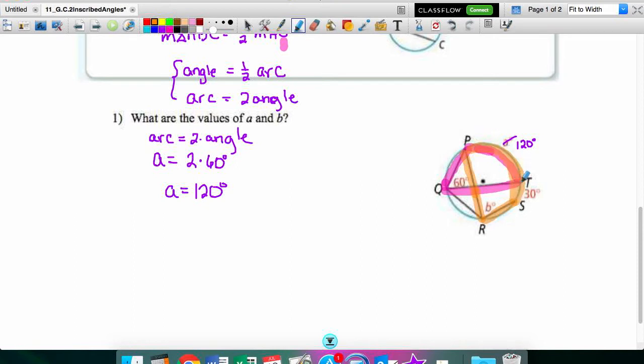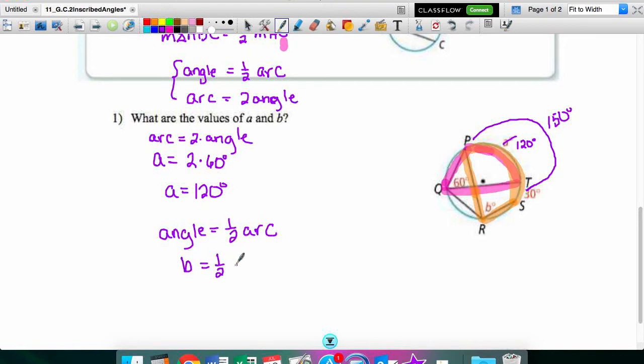So what we notice is that this entire arc is going to be the 120 plus the 30. So that entire arc is going to be 150 if I add them together. And since I'm looking for the angle, I know that the angle is equal to half of the intercepted arc. I can find the inscribed angle B by doing 1/2 of the arc that we just found, 150 degrees. Multiplying those together, I get the measure of the angle B as 75 degrees. And there's my second answer for number 1.